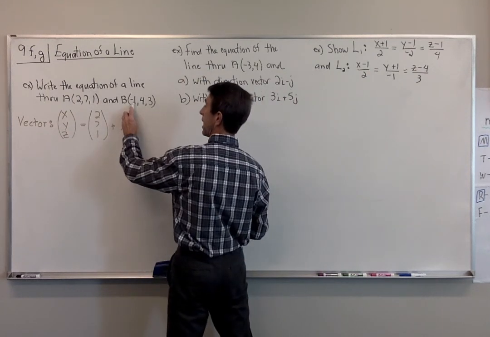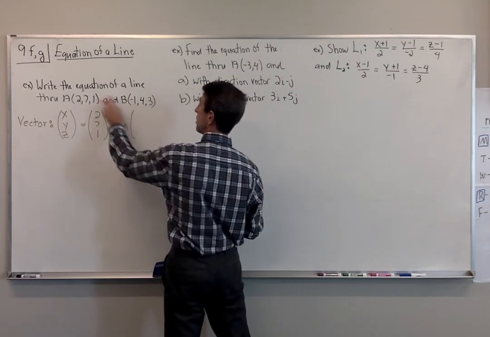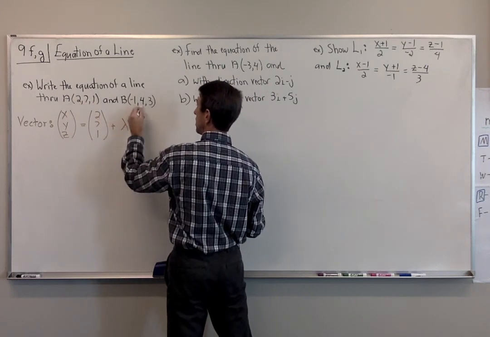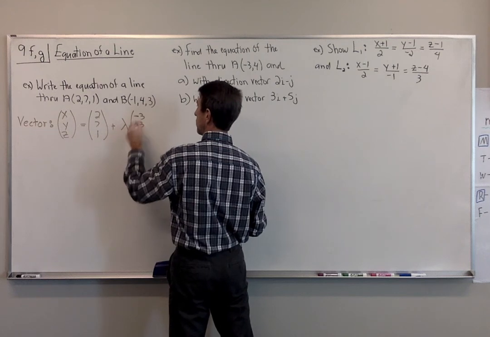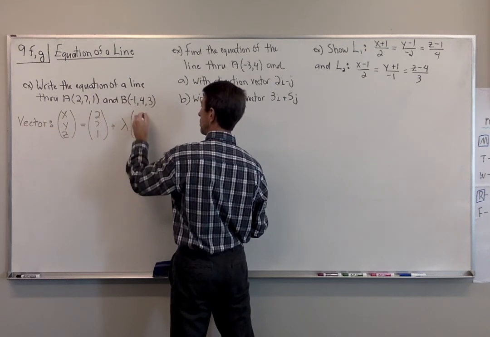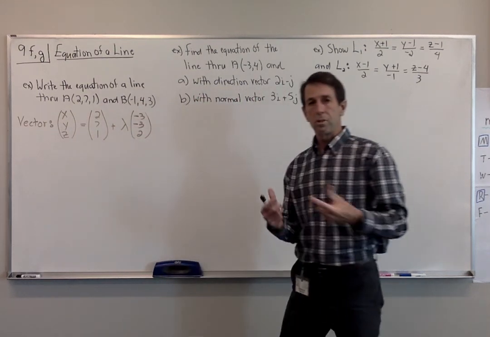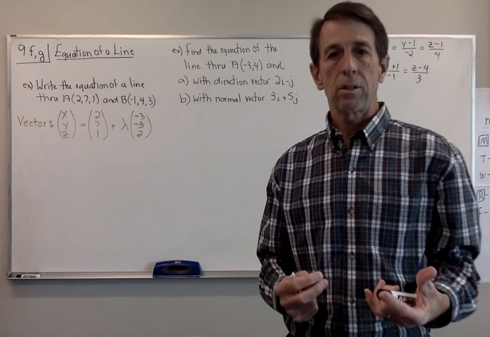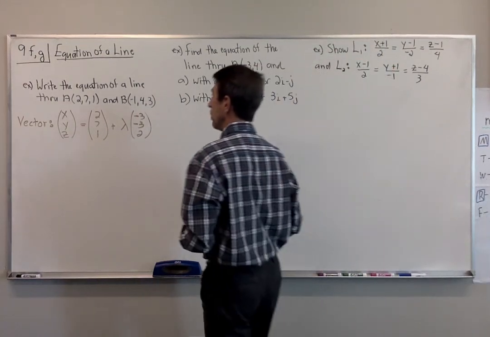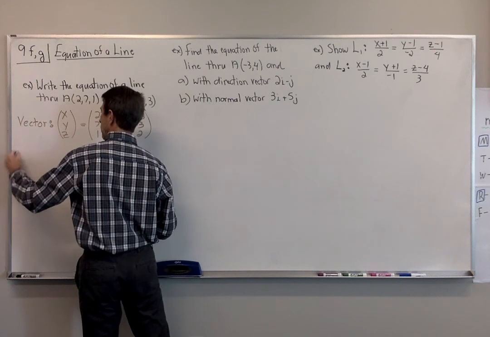So I can subtract to get the position vector. -1 minus 2, that'd be -3. 4 minus 7, -3. 3 minus 1 is 2. So that's our position vector. It's our direction vector. We can also write these in parametric form.